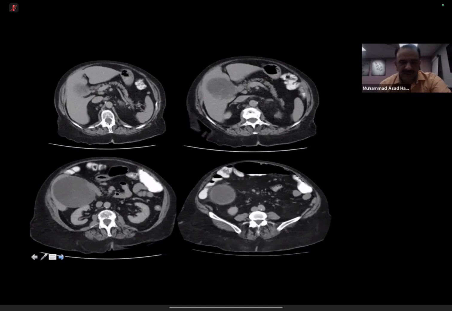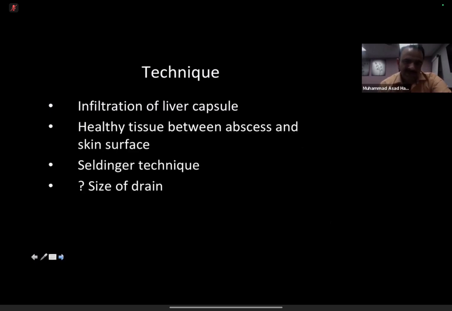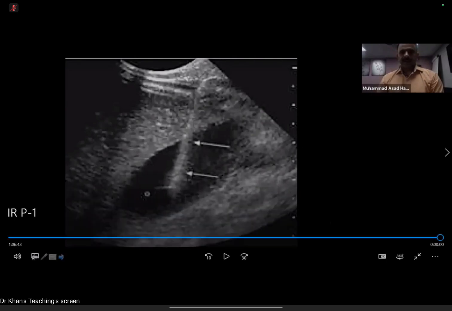So this is the same patient basically showing a distended gallbladder. It's a CT, so you cannot see the gallstones very well. And this is just a brief description. Okay, as you said, we have to basically take out all the infective material. Okay, so the technique is similar to drainage anywhere else. Okay.